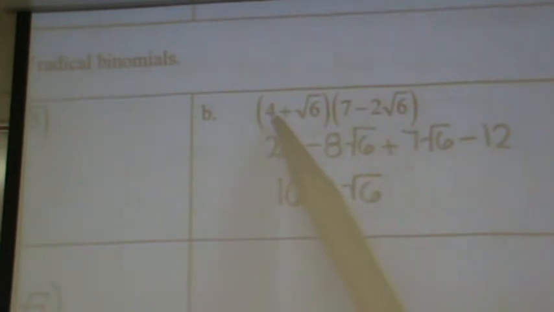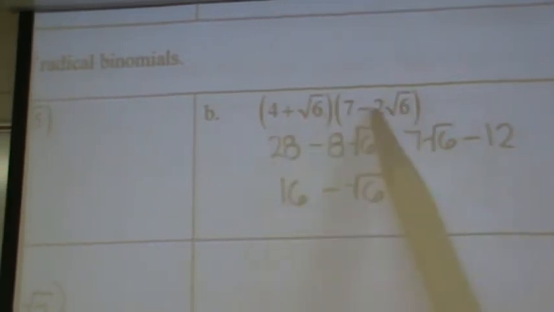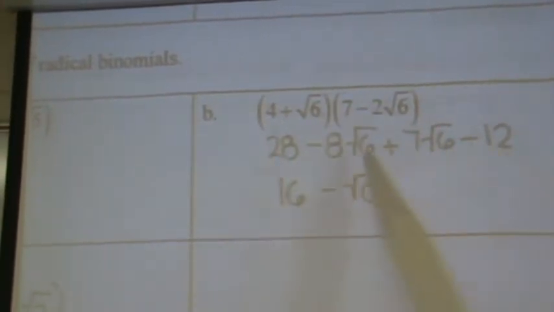For b, you're going to factor. 4 times 7 is 28. 4 times negative 2 root 6 is negative 8 root 6. Plus 7 root 6, and then minus 2, and then we have a pair of 6's. 6 times 2 is 12. These two are like terms. You add them, you get negative 1 root 6, and these two are alike, you get 16. 28 minus 12 is 16.